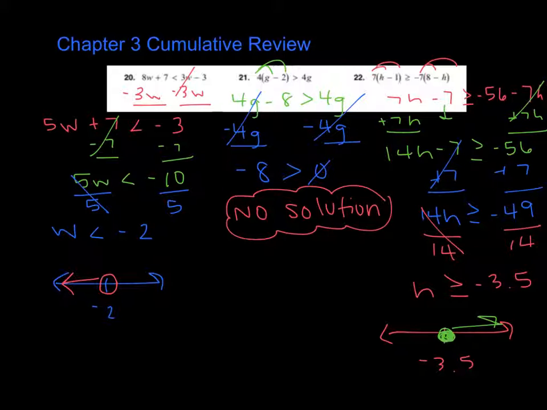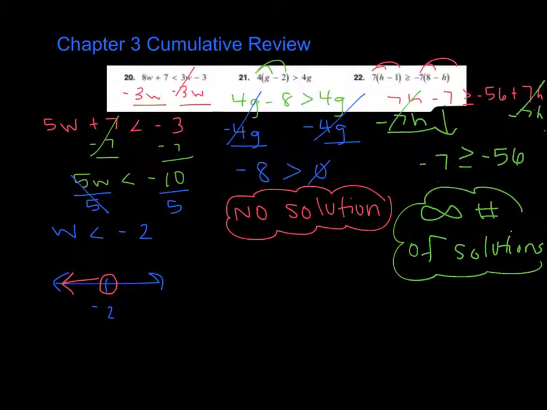Okay, so for number 21, when you distribute your 4, you get 4g minus 8 is greater than 4g. Well, when you go to move your 4g to the other side by subtracting, it winds up canceling out on both sides, and you're left with negative 8 is greater than 0. Which is actually a false statement. Negative 8 is not greater than 0. Therefore, this inequality has no solution.